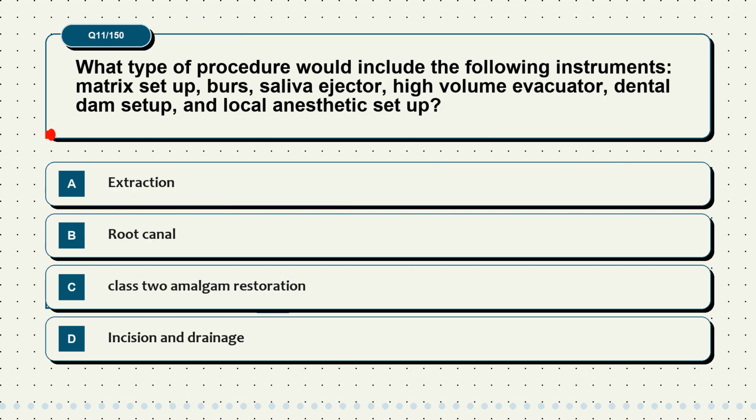Question 11. What type of procedure would include the following instruments: matrix setup, burrs, saliva ejector, high-volume evacuator, dental dam setup, and local anesthetic setup? Here are the options. Option A, extraction. Option B, root canal. Option C, Class II amalgam restoration. Option D, incision and drainage.